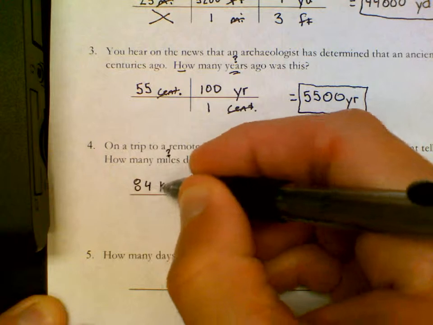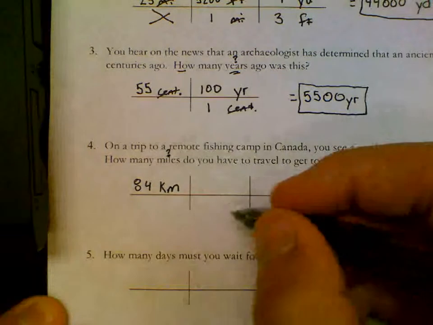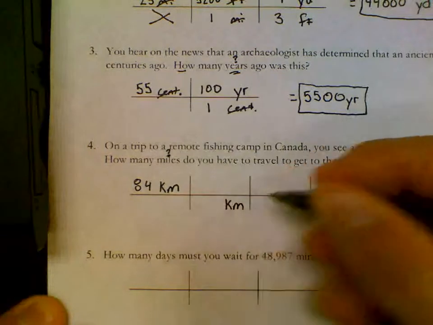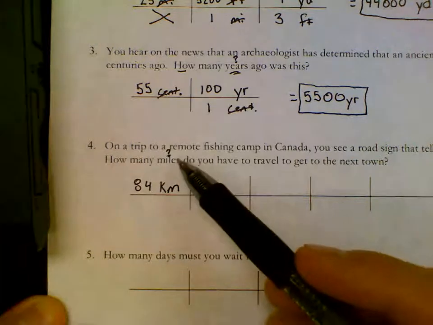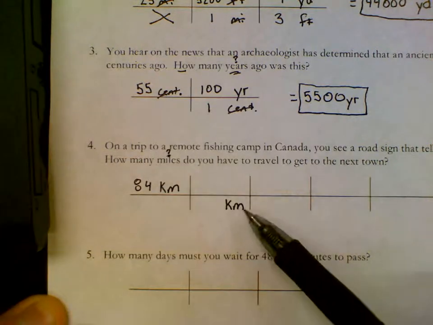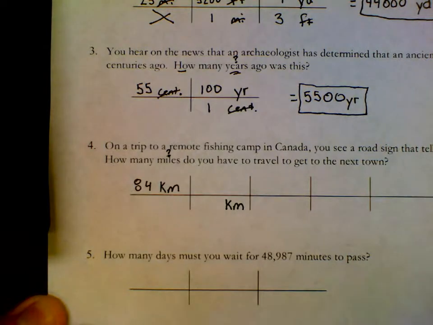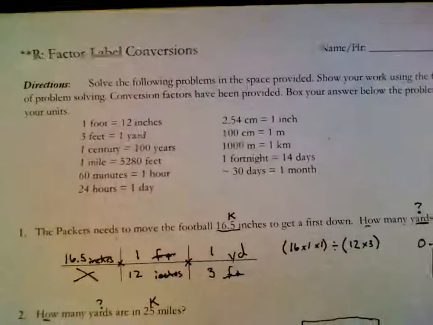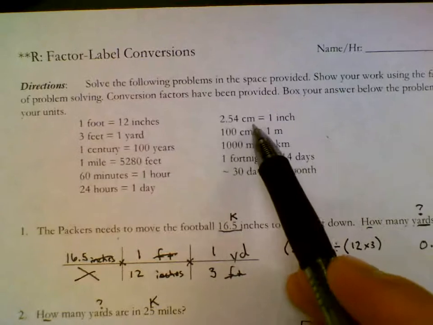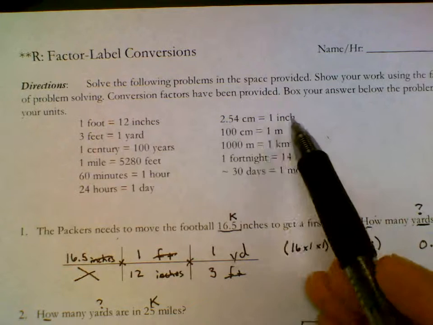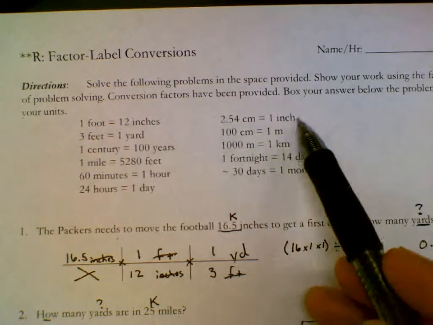84 kilometers. We don't want kilometers because I'm trying to find out about miles. Now, kilometers is a metric unit, miles is an English unit. We need to, at some point, use a metric conversion that goes from metric to English. The one that is for length or distance is centimeters to inches. So we know we have to use this conversion factor at some point in this problem.